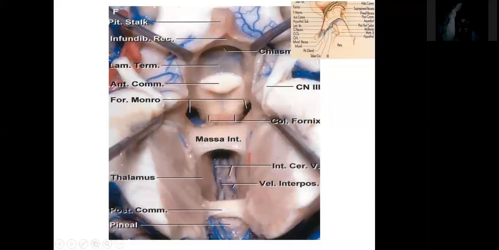Again, here we have an opening from the floor of the third ventricle. On the floor of the third ventricle, we have the massa intermedia between the two thalami. We have the anterior commissure, part of the anterior wall of the third ventricle. We have the lamina terminalis just ahead. We have the chiasma just ahead, the infundibular recess. So this is an opening from the floor of the third ventricle.